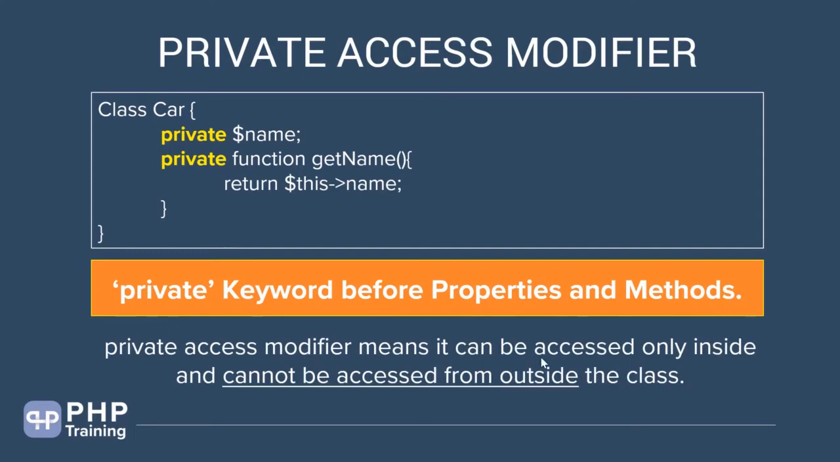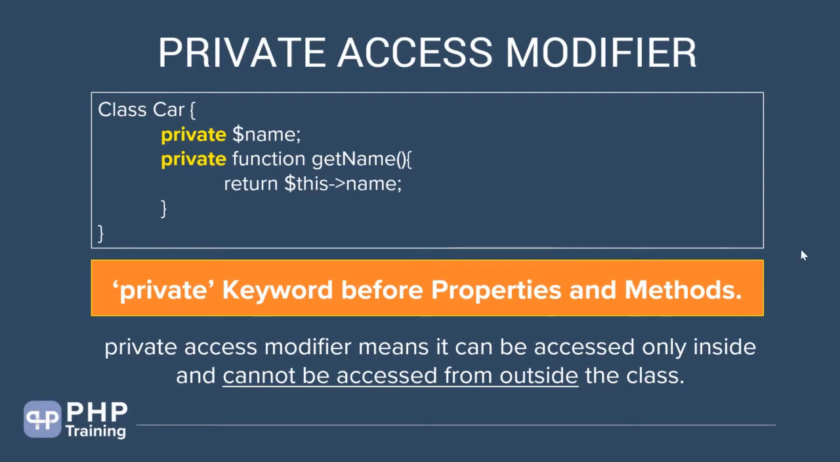Private access modifier means it can be accessed only inside and cannot be accessed from outside the class. So when you define something as private, you can access that thing inside the class, but you cannot access it via the object, that is, from outside the class. So remember the difference between public and private. Private will not allow any of the methods or properties to be accessed via the object from outside the class. It will still be accessible inside the class. You see the method here, getName. getName is accessing the name. Even though you mention name as private, you can still access it inside the class. That's what inside the class means.